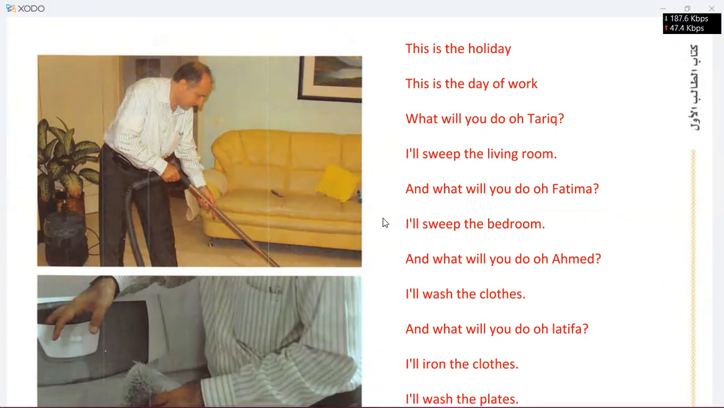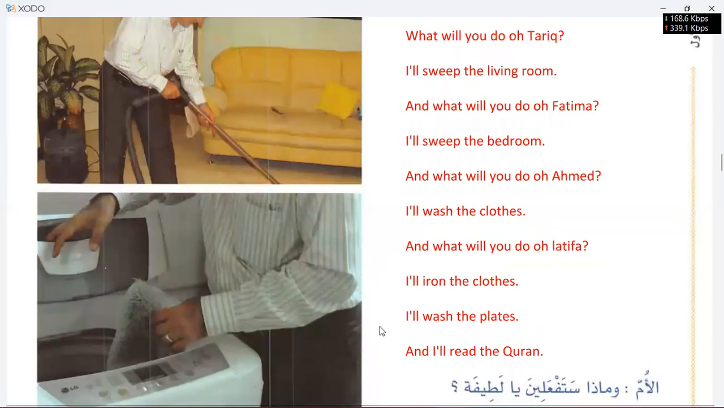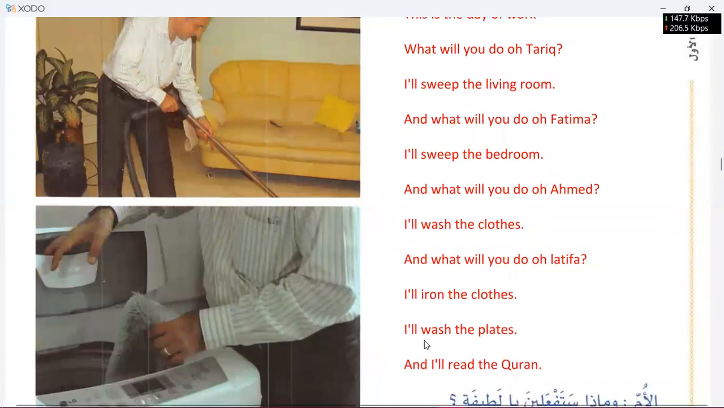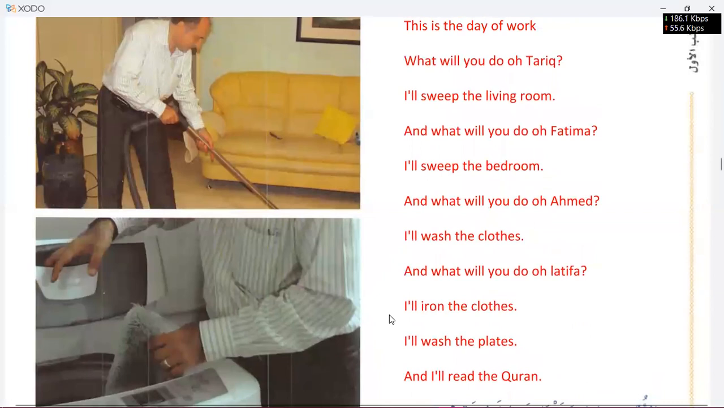Ana sa'aknusu ghurfatan naum. And what will you do, O Ahmad? Wa maza tafalu ya Ahmad? Ana sa'aghsilul malabis. And what will you do, O Latifa? Wa maza tafalina ya Latifa? Ana sa'akwil malabis. I will iron the clothes. And I will wash the plates.